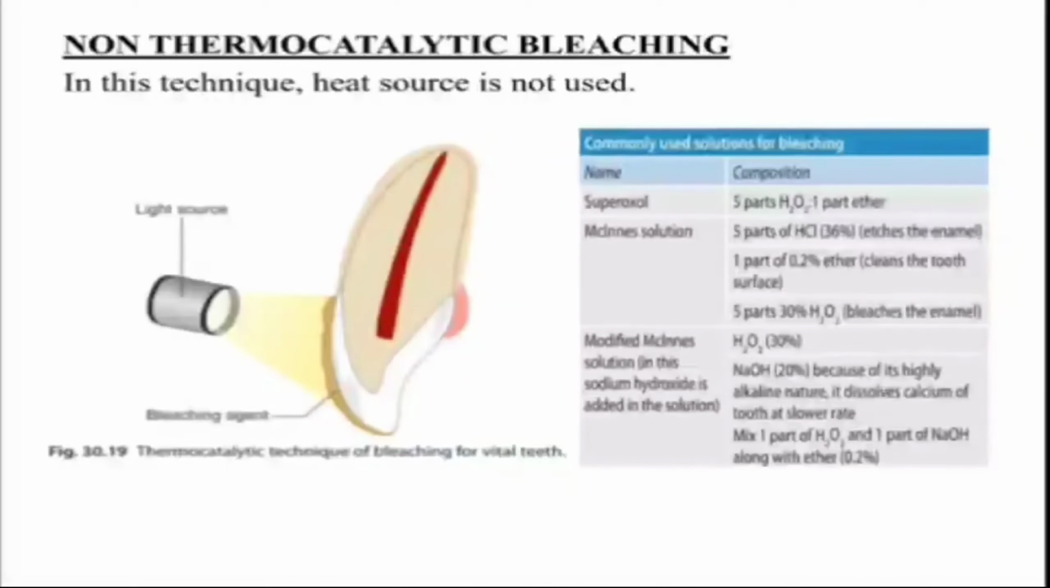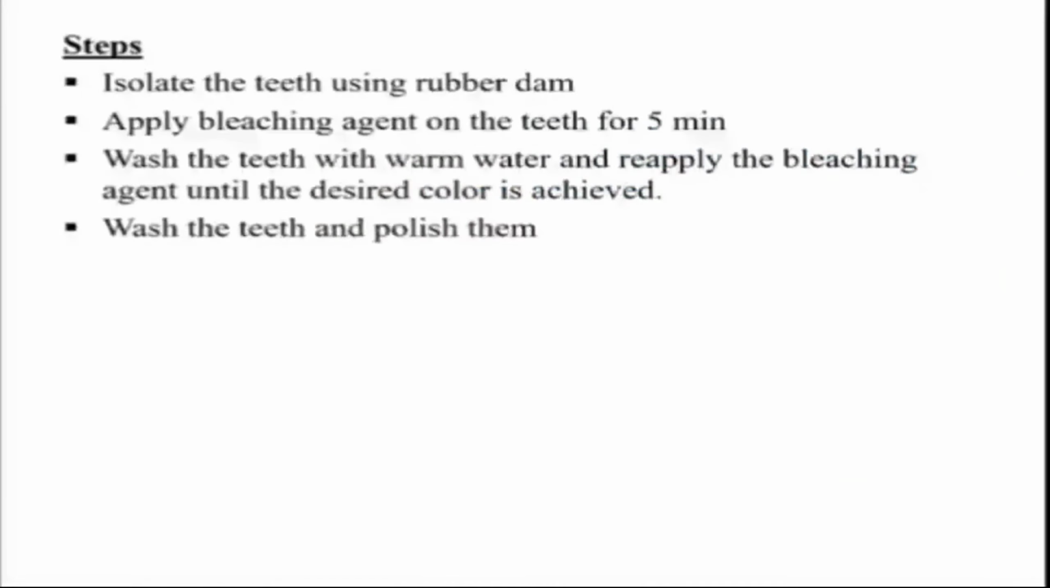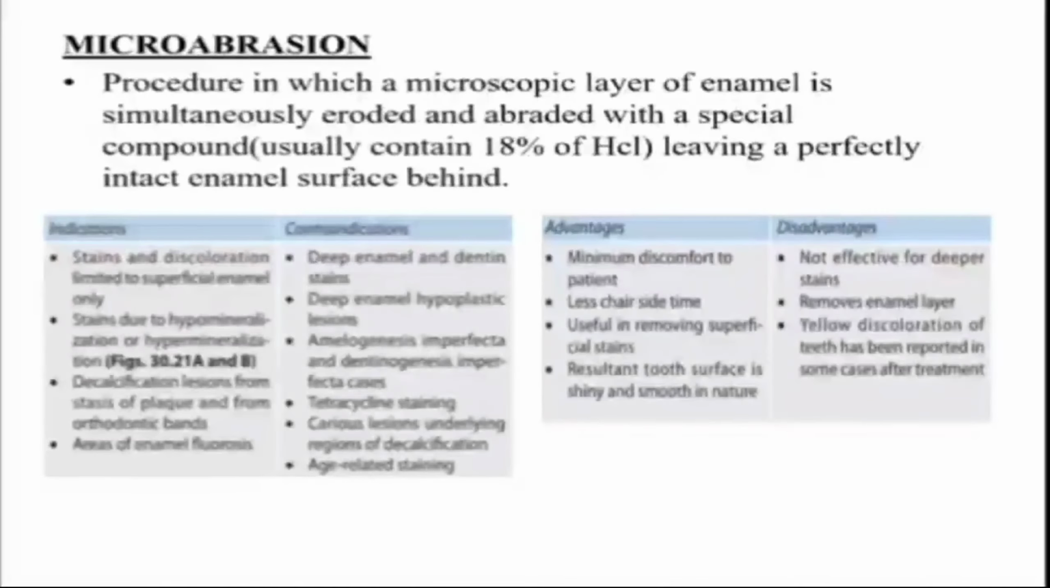Next one is non-thermocatalytic bleaching. So in this technique the heat source is not used. So you can see the figure. And the steps mainly include: the teeth are isolated with rubber dam, and the bleaching agent is applied over the teeth for 5 minutes, and the teeth are washed with warm water, and the bleaching agent is reapplied till the desired color is achieved, and after that the teeth are washed and then polished.